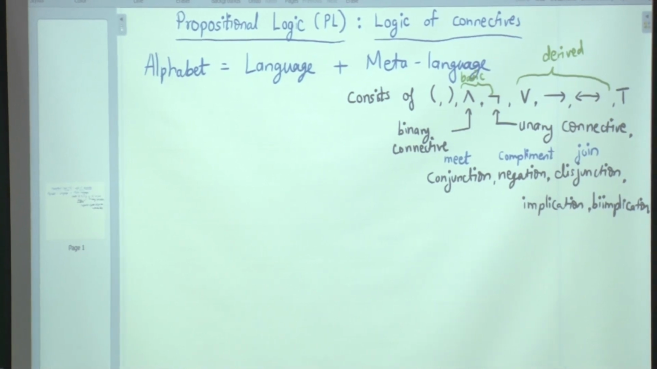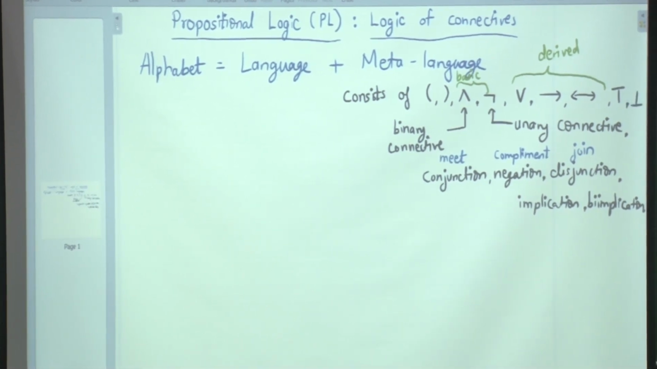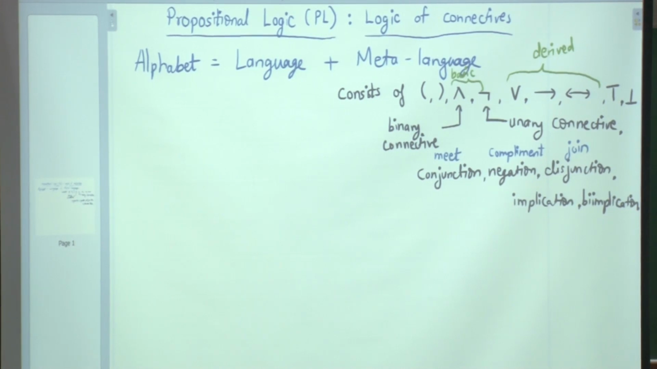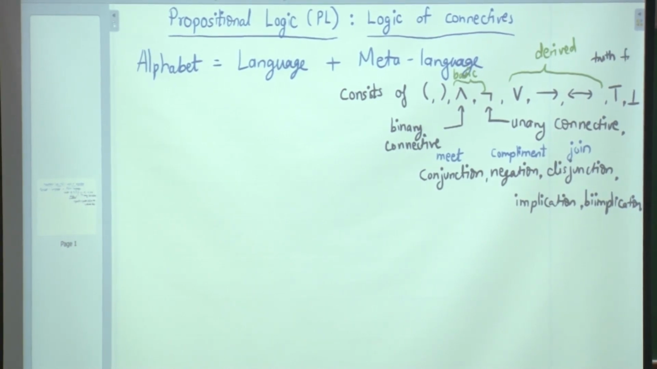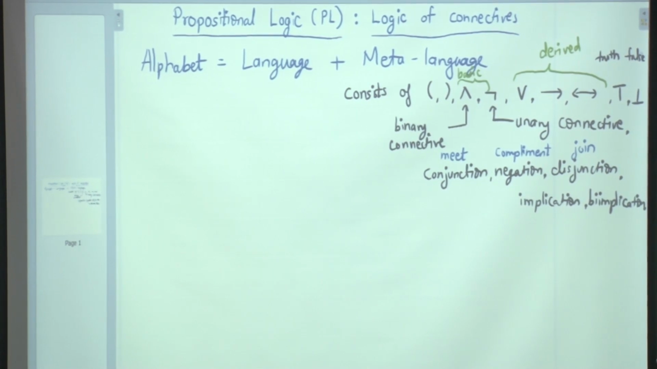T for true, or top and bottom for false. Okay, so this one stands for truth and this stands for false. I mean true or false. Yeah, those are the symbols.